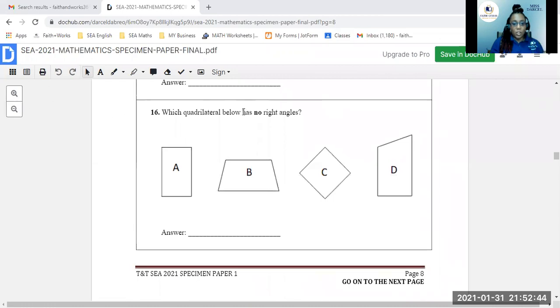All right, which quadrilateral has no right angles? So we're piggybacking off of what we just did. See why it's important to have a foundation, because we just did something with right angles. You need to know what right angles look like. You need to know how many degrees right angles have. So sometimes the questions piggyback off of each other. Which quadrilateral has no right angles? Two perpendicular lines meeting at a point. This has a right angle. This is a right angle here. This is a right angle. This is a right angle. So the only one that doesn't have a right angle is B. That's the only one that doesn't have a right angle.